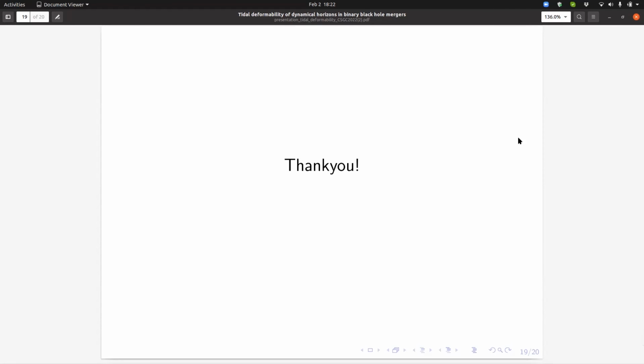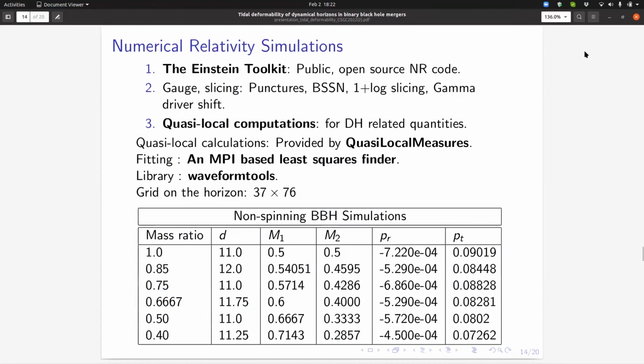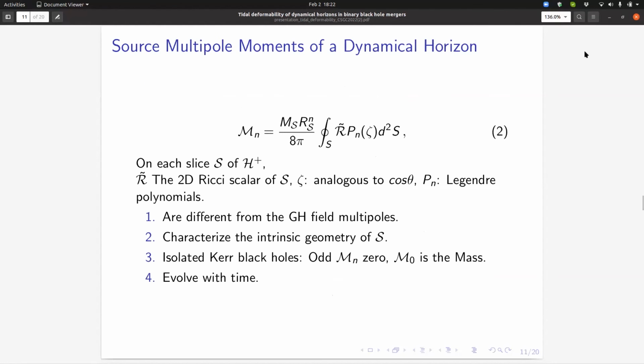Actually, I would like to understand the definition that you have a little bit more. So you have this integral over this definition. The R tilde is the Ricci scalar of the surface S, and Pn are the Legendre polynomials. Is that right? You did not say. That's right. Okay. So now my question is, what is this S? Actually, what I did not understand is what is this S?